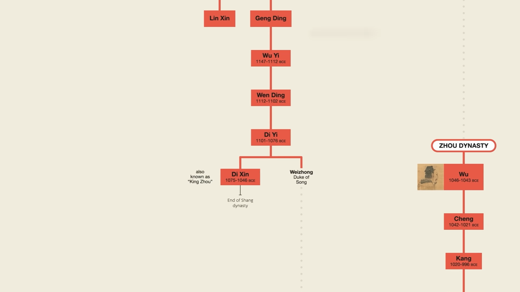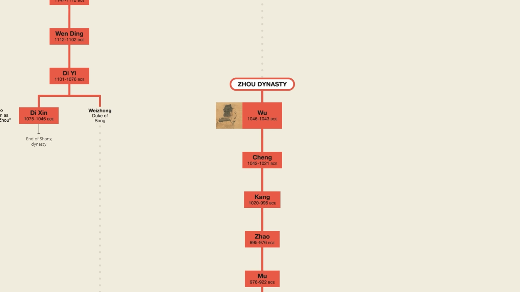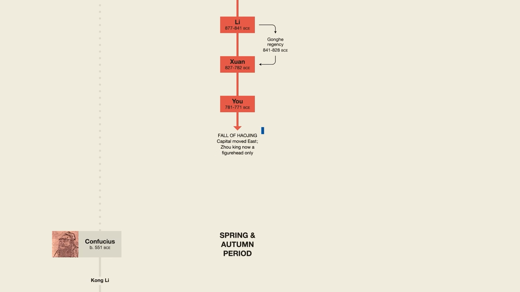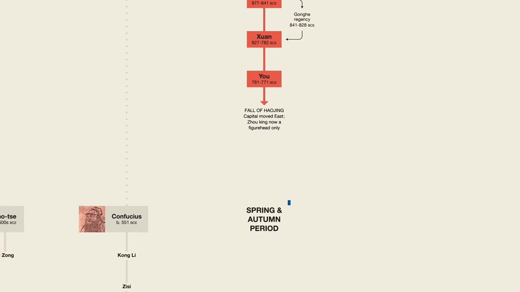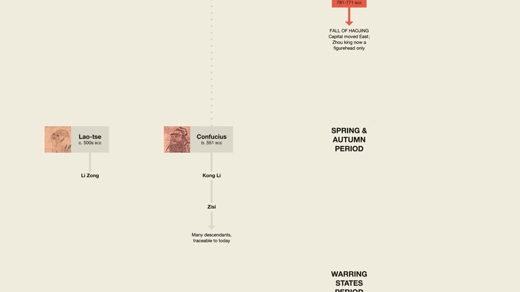But then in 1046, the Shang dynasty was overthrown by the Zhou dynasty, which can be divided into the initial Western Zhou and the later Eastern Zhou. You see, in 771 BCE, their capital was overthrown, forcing them to set up a new capital in the east, where they continued to reign, but mostly as just figureheads, with feudal lords holding most of the real power. This coincided with what's called the Spring and Autumn period, which is when the groundwork for Chinese philosophy was laid through figures such as Lao Tzu and Confucius.